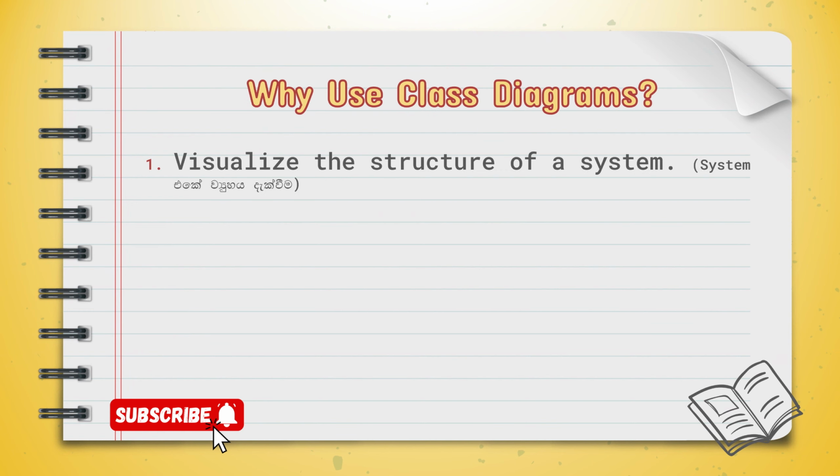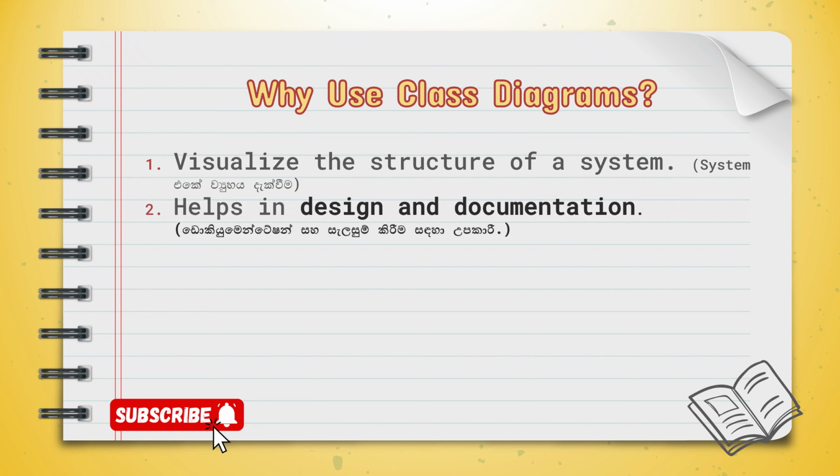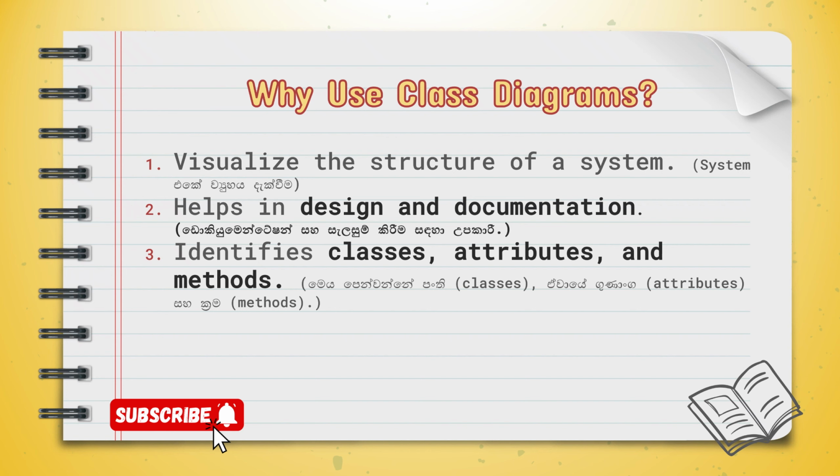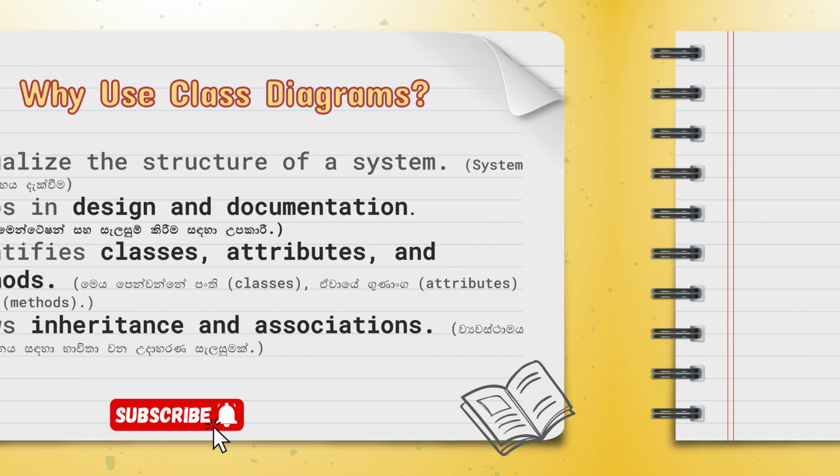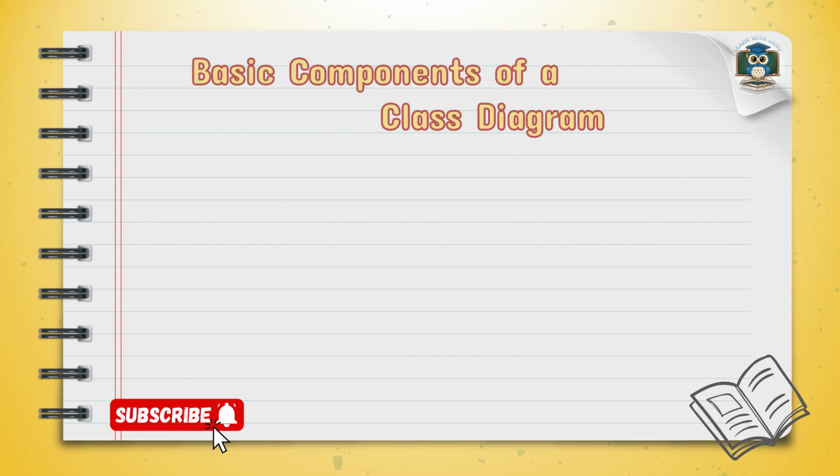So let's see why we are using this class diagram. The first one is to visualize the structure of the system, and the second is that it helps in design and documentation, and the third is that it identifies classes, attributes and methods. The last one is that it shows inheritance and association. So this is the reason why we are using the class diagram.